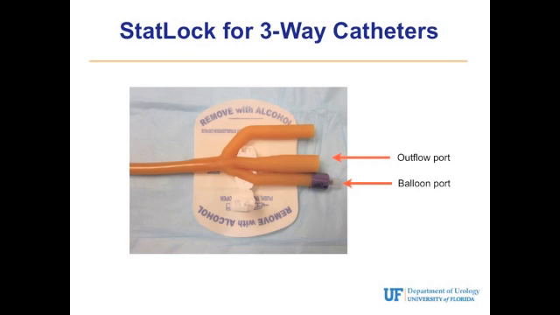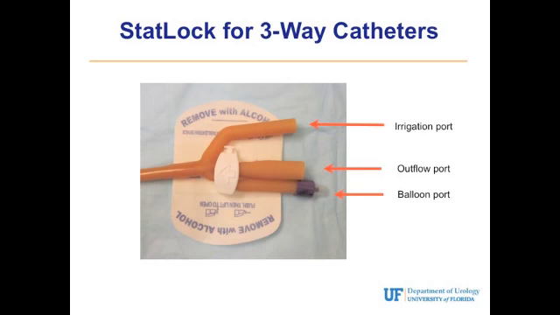A three-way Foley catheter can also be secured with a traditional stat lock made for a two-way catheter, as seen in this example. The balloon port and outflow port should be secured with a third irrigation port left outside of the stat lock.